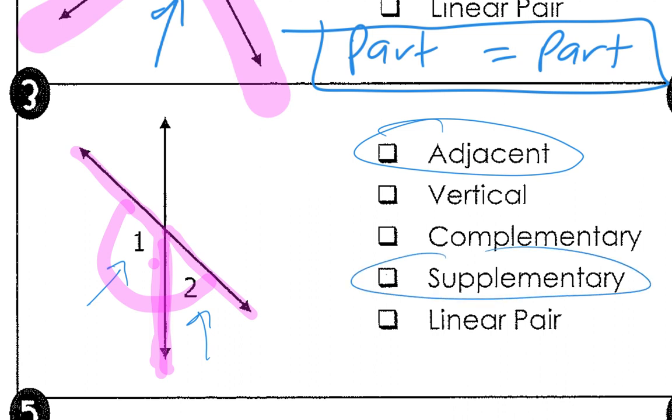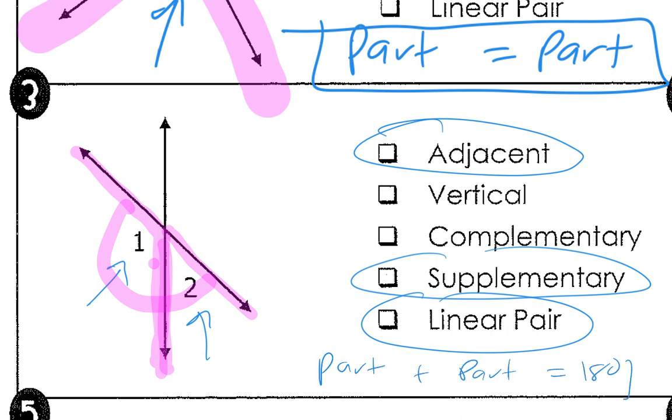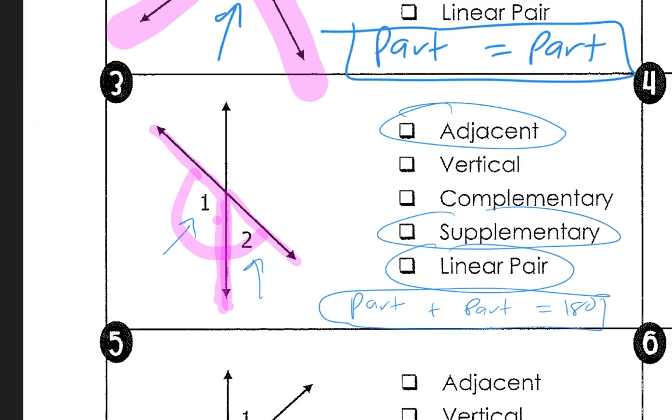Okay. Are they a linear pair? Are they a pair of angles that make a straight line? That's a straight line. We have a ray there, so the answer is yes. Those are a linear pair as well. So what would we do for the formula for these? We would say part plus part equals 180. That's right. Part plus part equals 180. Okay, next, let's keep it moving.